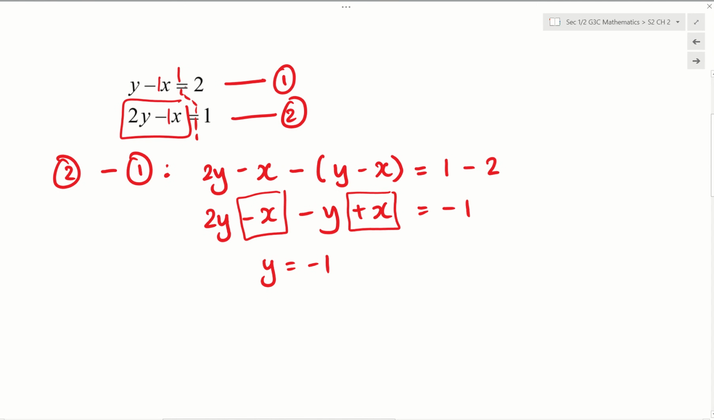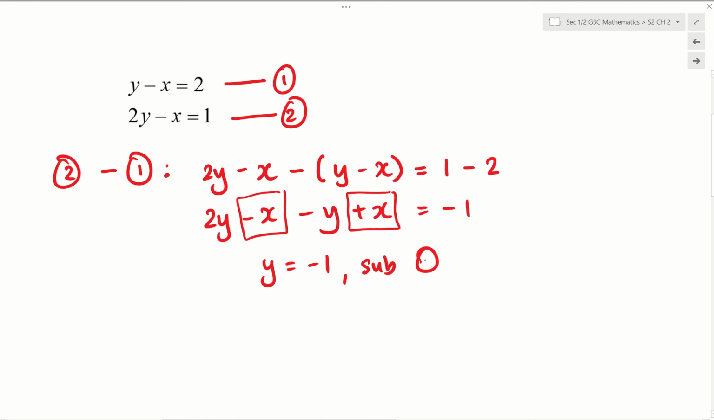So how did that happen? In equation 1 on the left hand side, we have negative x. In equation 2, left hand side, we also have negative x. So when you are taking away the same thing, which is negative x, from itself, of course you will eliminate it. So at this point, we can substitute our value of y into either equation 1 or 2.